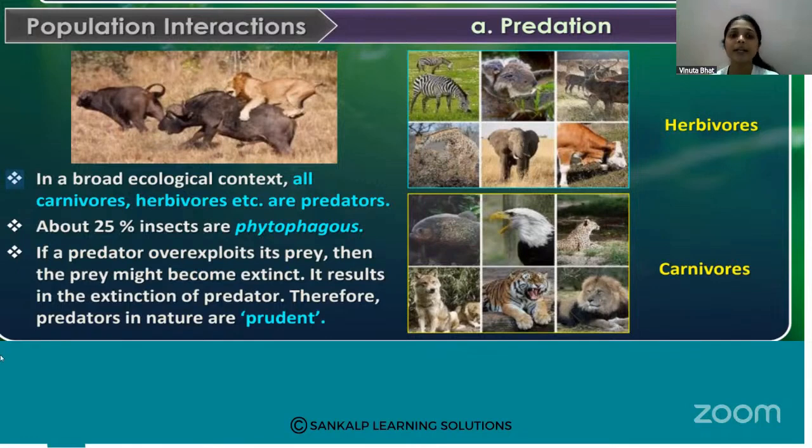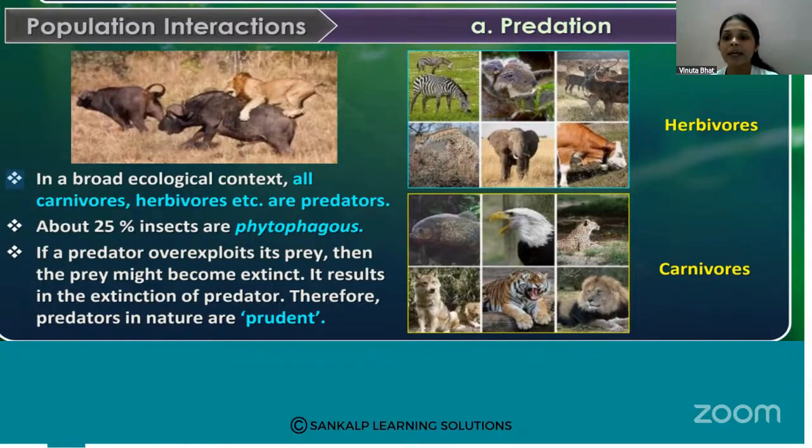If a predator over-exploits its prey, then the prey might become extinct. It results in the extinction of the predator as well. Therefore predators in nature are prudent. So here, if a predator over-exploits, if it preys on too many organisms, what happens? The prey may become extinct.